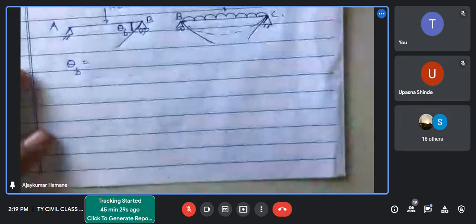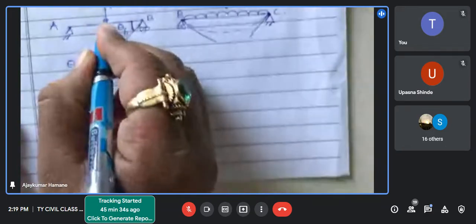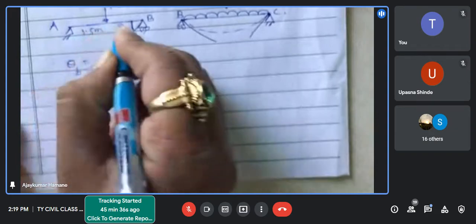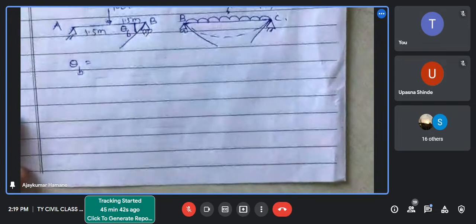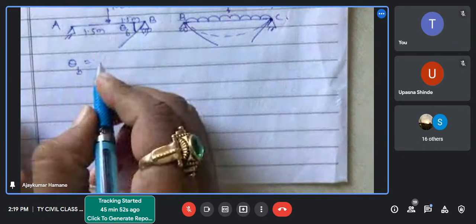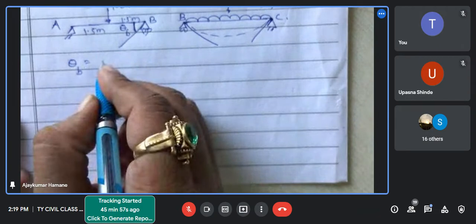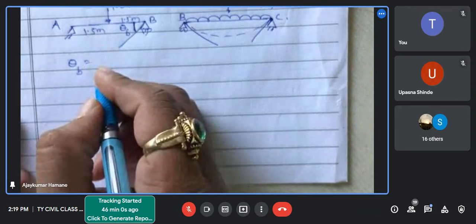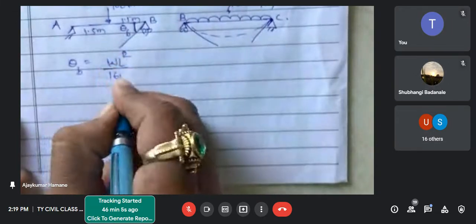Okay, now in our case, you tell me what should be theta B. This load is at the center, 1.5 meter, 1.5 meter. So what will be theta B? Center W. What is that equation? WL square by 16EI.